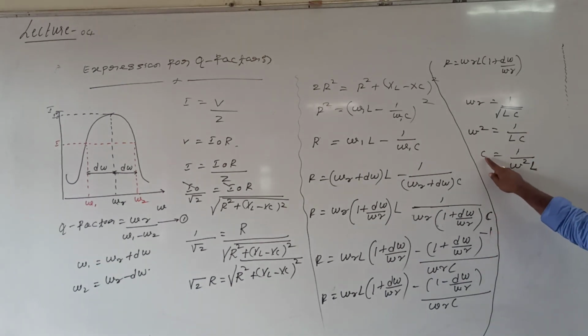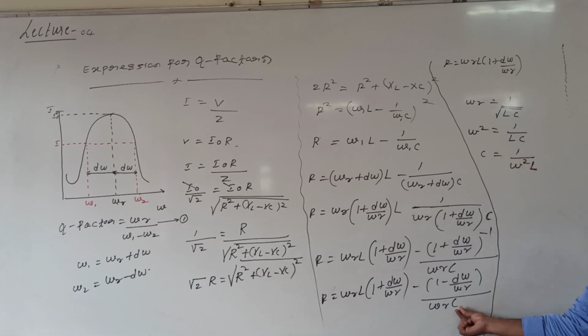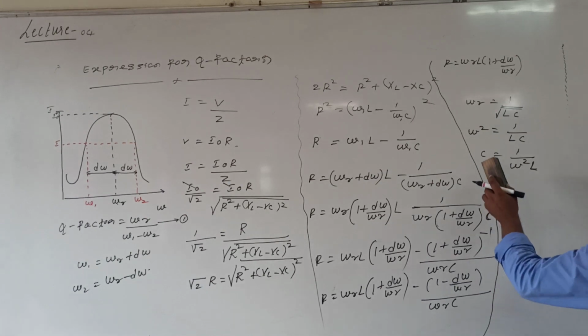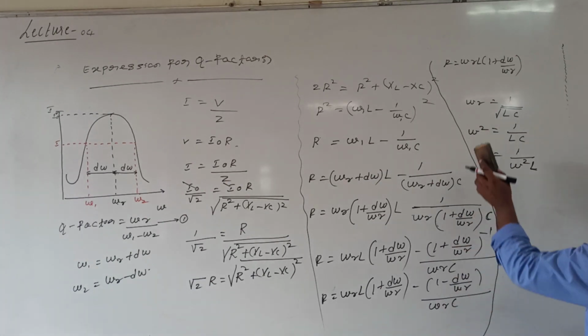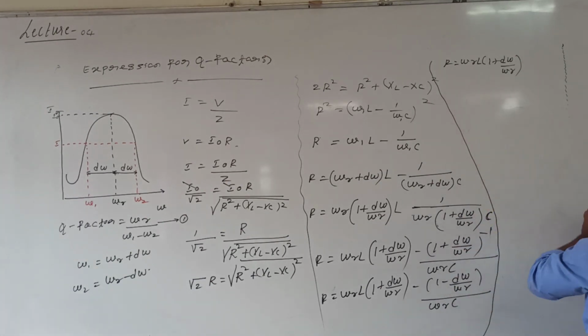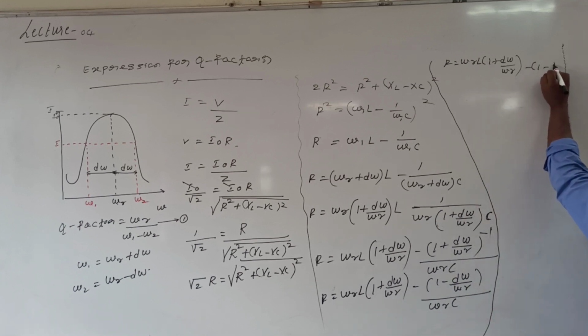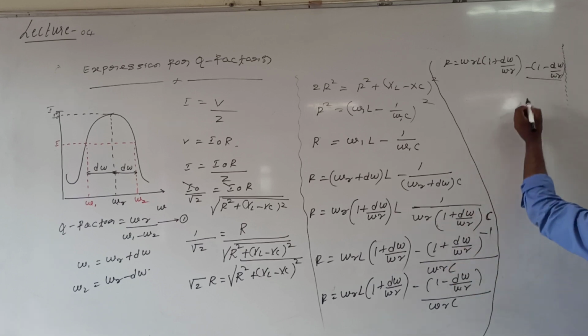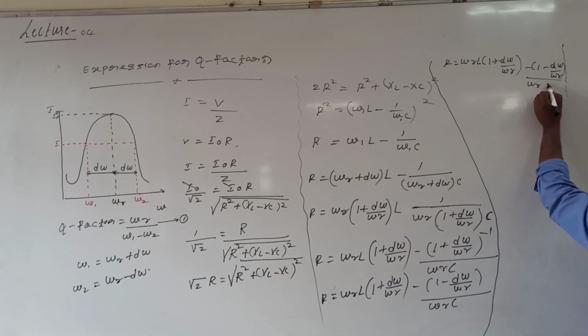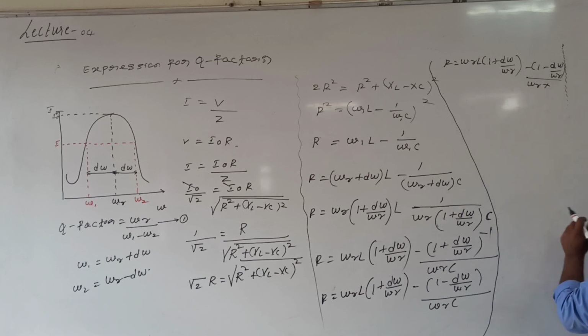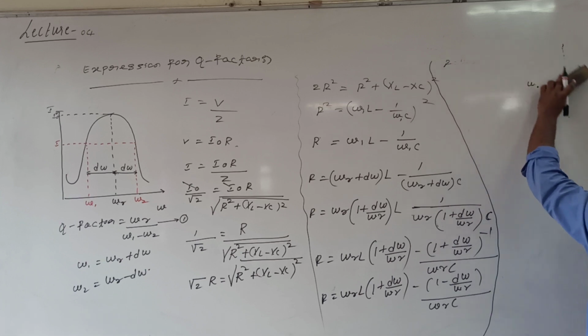What is C value? C value is equal to 1 by omega square into L. Remember this formula. I want to replace the C value here. C value is equal to 1 by omega square into L, minus of how much? 1 minus d omega divided by omega r, whole divided by omega r, keep it the same. I want to solve this step here only.